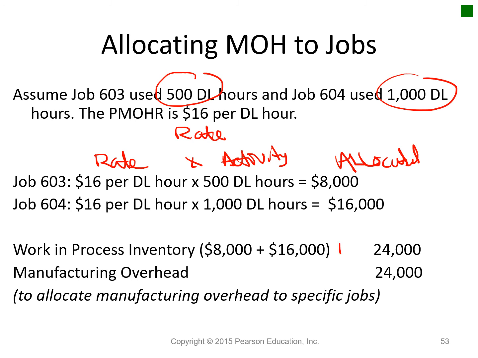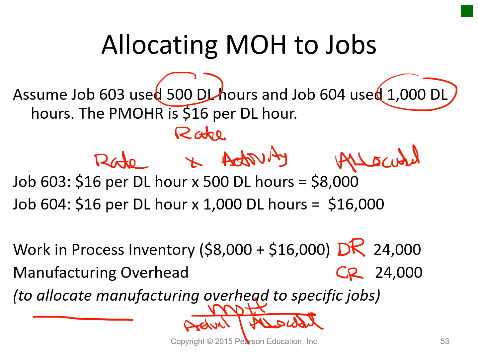The allocated overhead gets debited to work in process, and the credit to your allocated overhead goes to the manufacturing overhead account. So for manufacturing overhead, I'll say this again, the actual goes to the debit side, and the allocated goes to the credit side. Remember, work in process always gets the three product costs: direct material, direct labor, and now with job order costing, it gets the allocated manufacturing overhead.